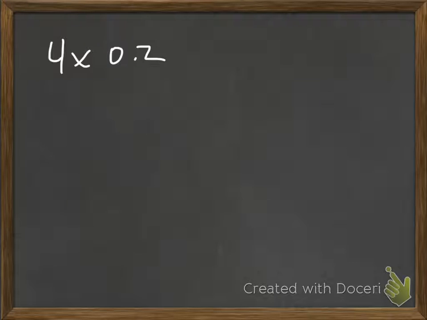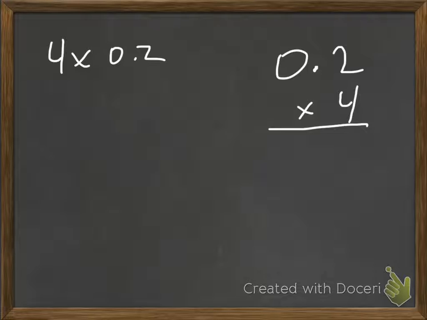We have 4 times 0.2, or 4 times 2 tenths. I like to put the decimal on top. Makes it easier, even though it's smaller than the 4. Okay, that's 2 tenths, and this is 4. So 4 times 2 is 8. And we have one number behind the decimal, so we move this over one time. So your answer would be 0.8, or on a test, they'll probably have it more likely .8. Either way is fine.